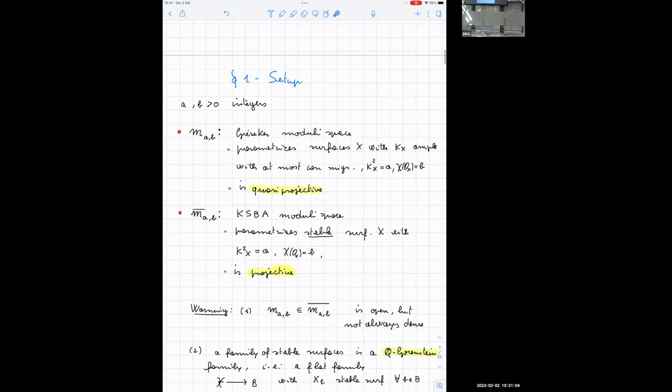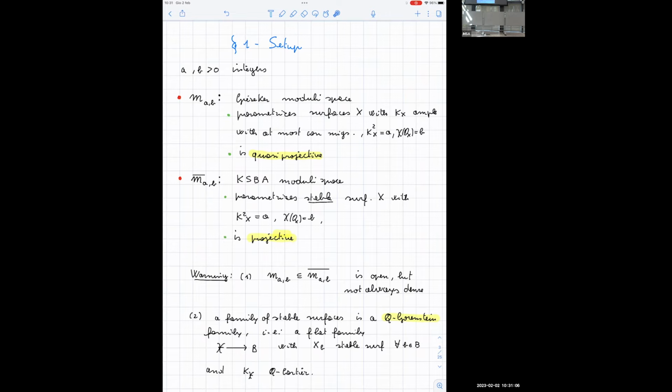So let me just try to give you some context, some setup. So you fix two positive integers, A and B, and then there is a coarse moduli space, M_{A,B}, constructed by Gieseker, I think at the end of the 70s. And this parameterizes surfaces of general type with K_X ample and at most canonical singularities, and with the given invariants: K squared is equal to A, and chi is equal to B.